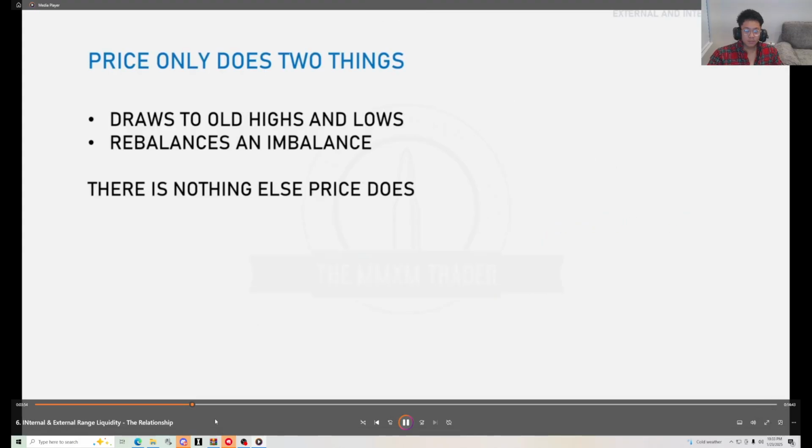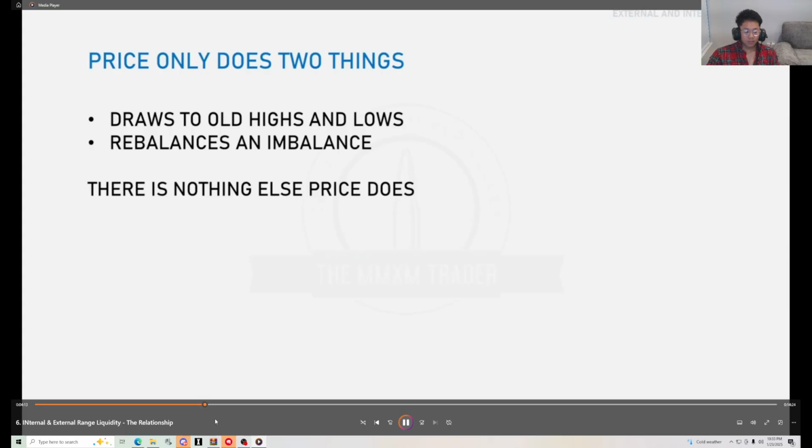As explained earlier, price only does two things. It draws to old highs and old lows, and it rebalances an imbalance. So there's literally nothing else price does. With that in mind, it becomes very clear after you see old highs or old lows getting raided, what are we going to look for next, right? We're going to look for an imbalance where we can trade into.